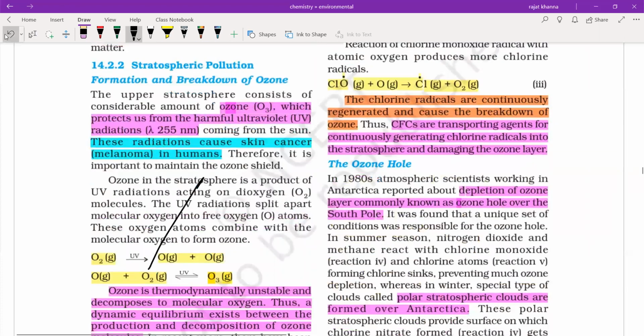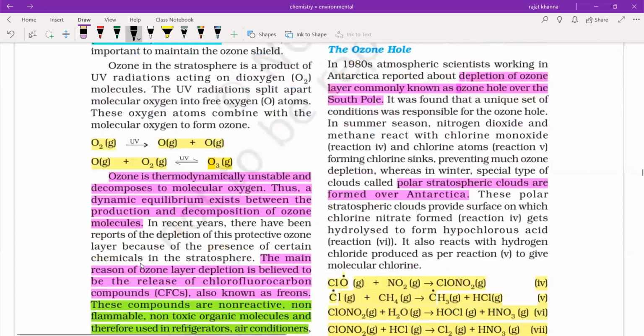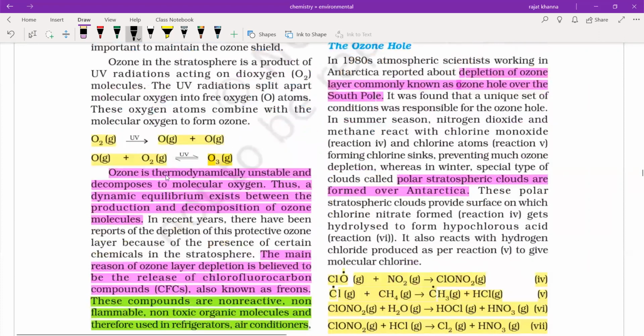And then we have ozone, which protects us from harmful UV radiation of lambda 255 nanometer. Radiation causes skin cancer in humans. Oxygen will form O plus O, and O plus O2 will form ozone. Ozone is thermodynamically unstable and decomposes to molecular oxygen. A dynamic equilibrium exists between the production and decomposition of ozone molecules.